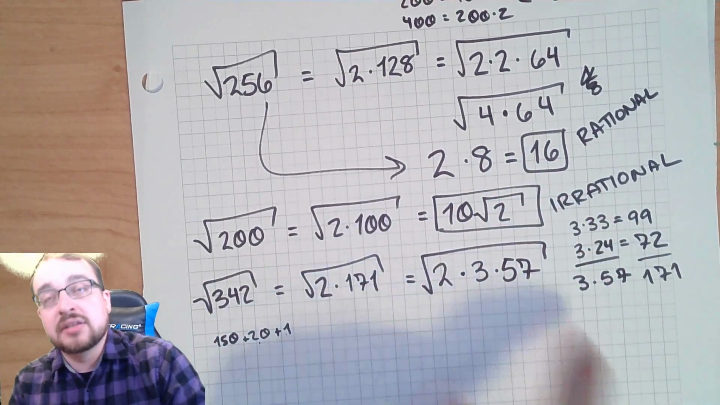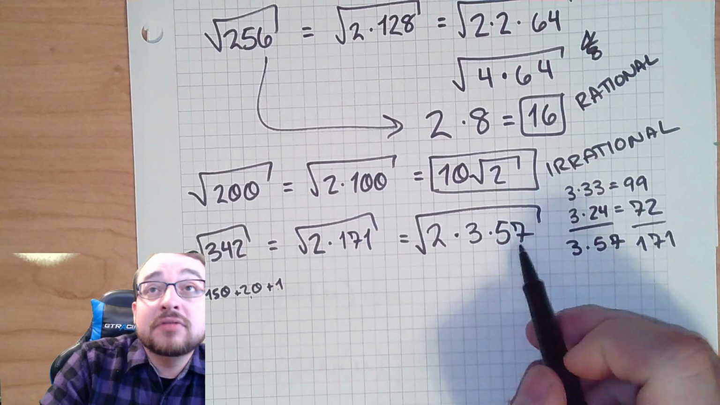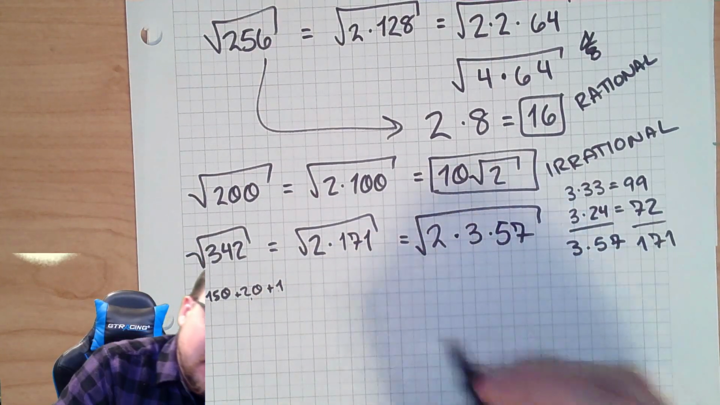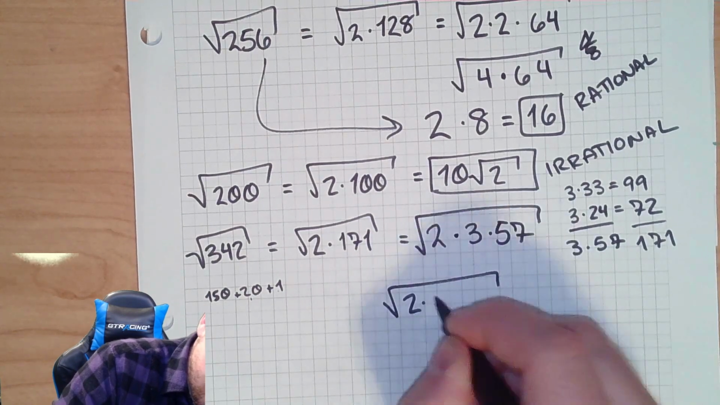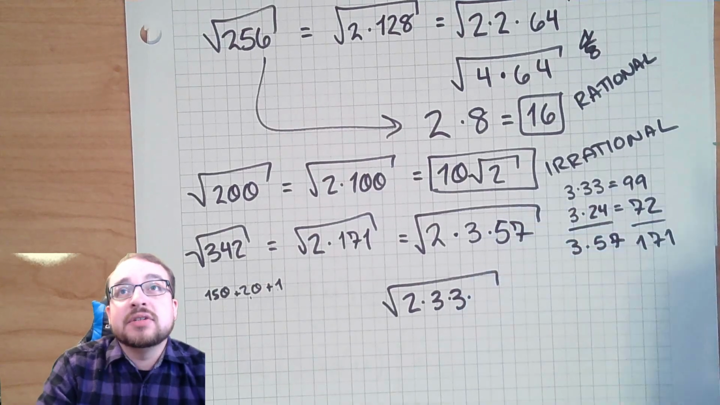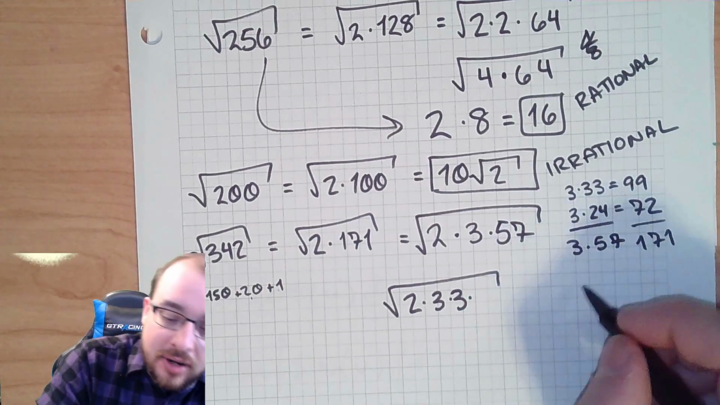Well, I don't know the root of any of these. Can 3 go into 57? It can, because 5 plus 7 is 12, and 12 is divisible by 3. So it looks like 2 times 3 times 3 times something is going to be 57. 3 times something is 57. Well, I know 3 times 20 is 60, right?